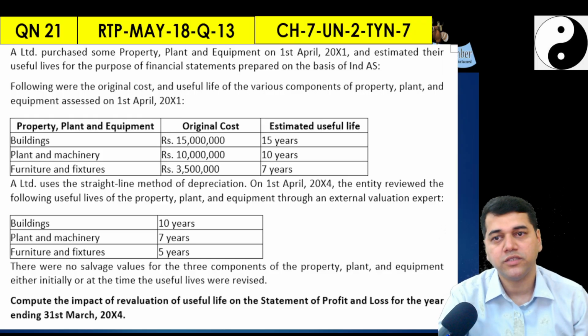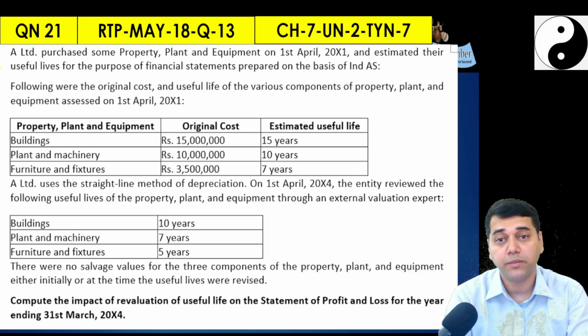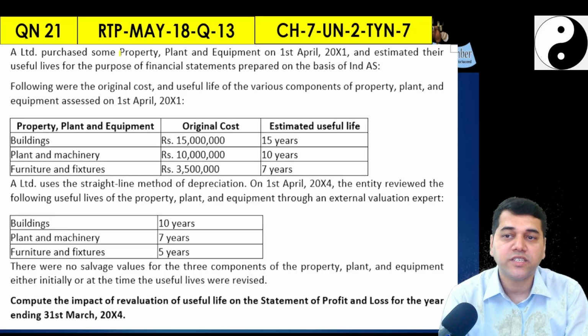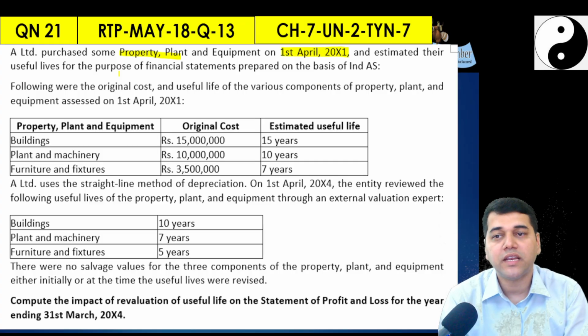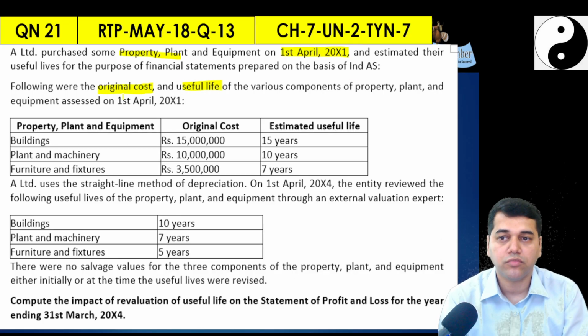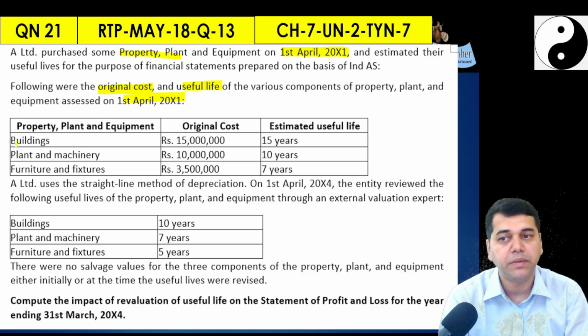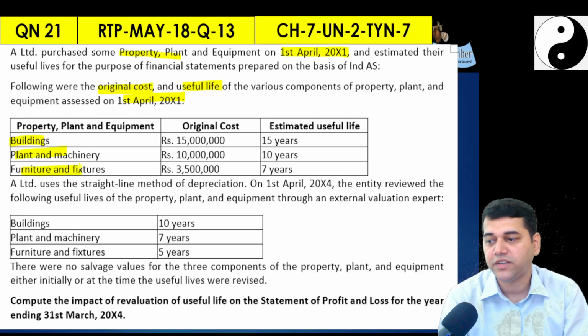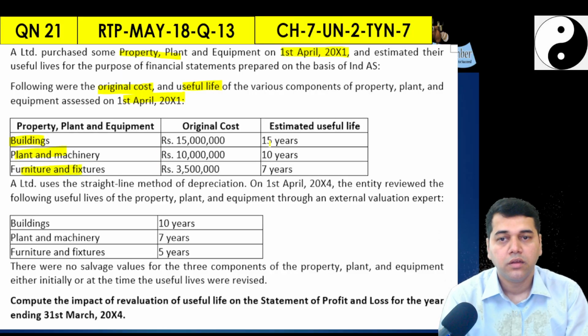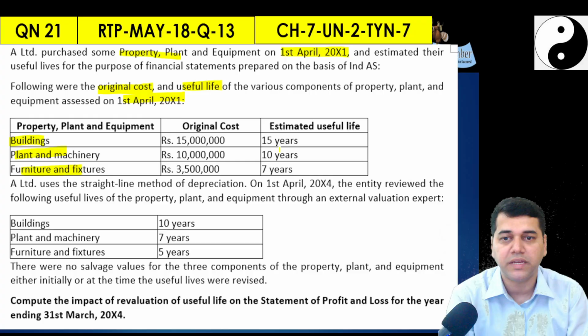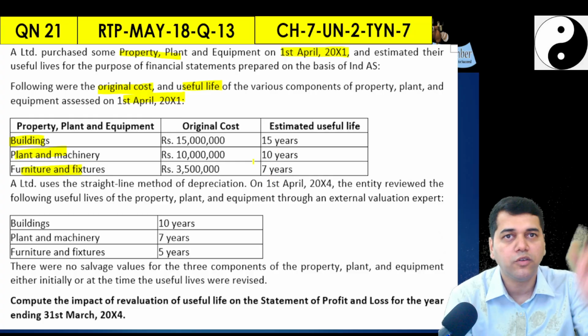Yes, next question is again a test your knowledge question, RTP question. A Limited purchased a PPE on 1st April 2011 and estimated the life for financial statement purposes as per Ind AS. What is the original cost and the life they have given you on 1st April? That means you purchased a PPE. PPE includes your building, plant and machinery, furniture and equipment. They have given you the life, so you just divide this cost by the life, you get the depreciation per year.